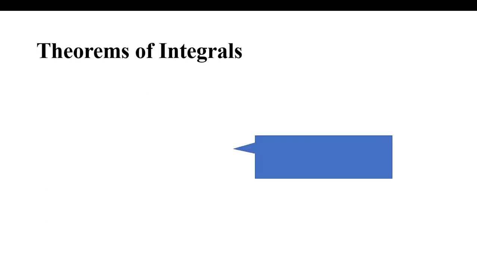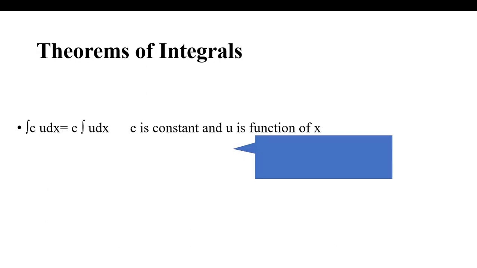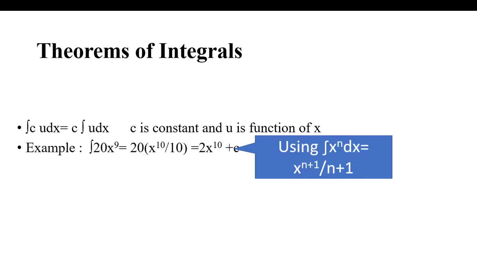Now, theorems of integrals. If a function is in the form cu, where c is a constant and u is a function of x, we can write c outside of the integral sign: c times the integration of u dx. For example, if we have the integral of 20x^9, we take 20 outside of the integral, then the integration of x^9 is given by using the formula: integral of x^n dx is equal to x^(n+1) divided by (n+1). We get 2x^10 plus constant of integration.